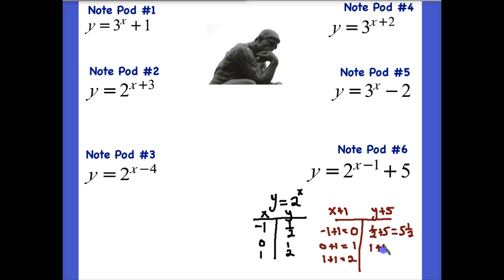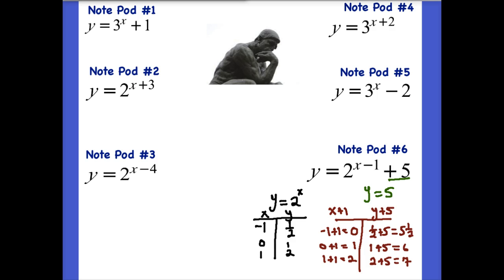1 plus 5, which is 6, and 2 plus 5, which is 7. So those are my key points. And then as far as my asymptote, I'll know that I have a new asymptote if I have anything out here. So whatever that is, y equals 5 is my new asymptote.